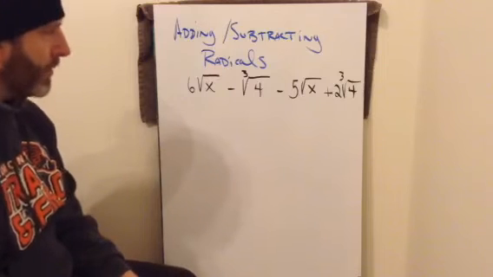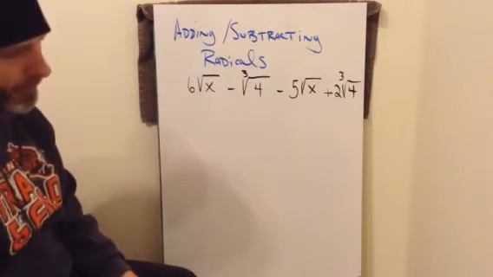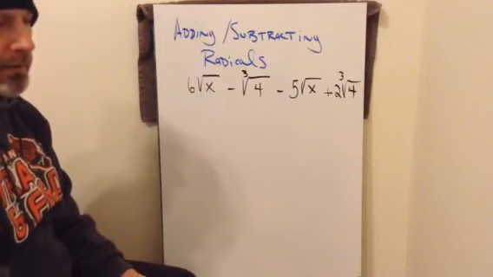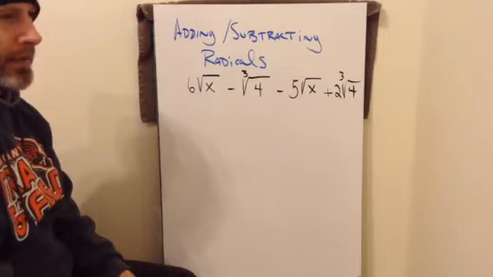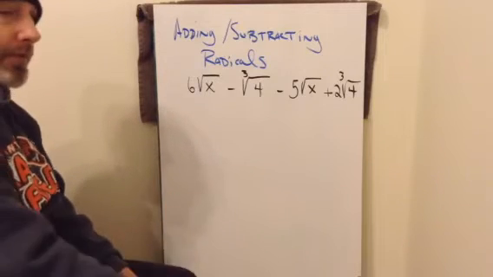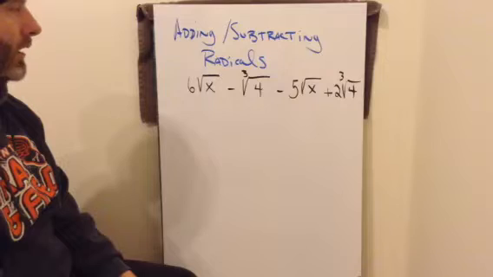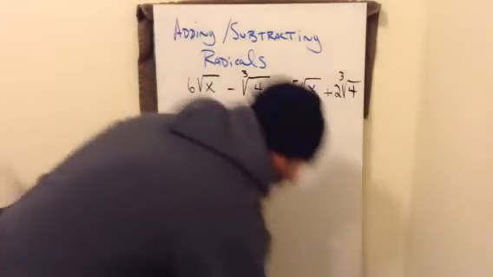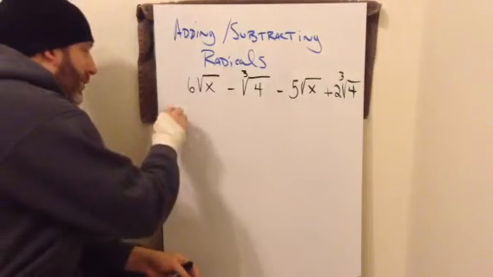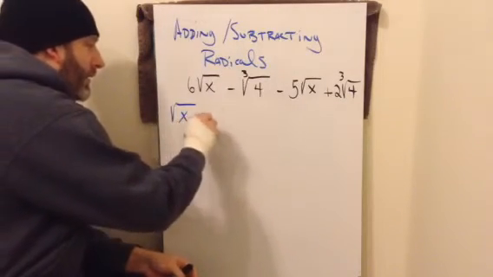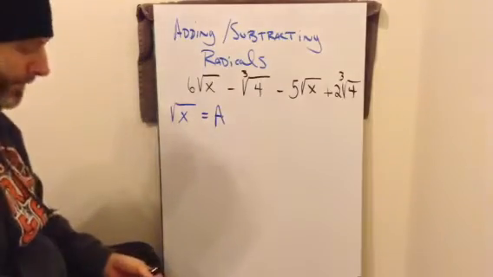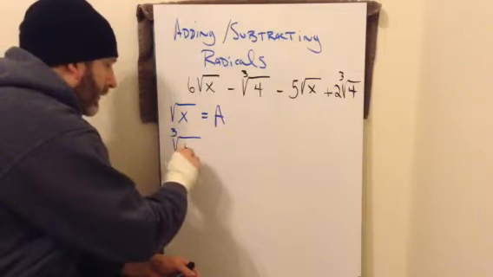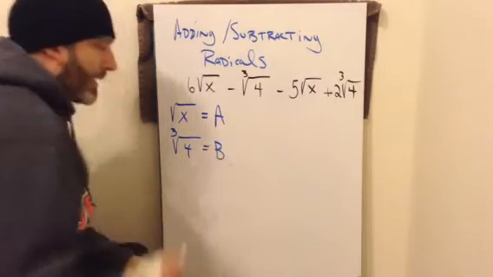So I have an expression here: 6 square root of x minus the cube root of 4 minus 5 square root of x plus 2 cube root of 4. I'm going to do a process here that hopefully you only need to do once, but if it works for you, by all means incorporate it. I'm going to make a substitution. Where I see the square root of x, I'm going to write that as a. Where I see the cube root of 4, I'm going to write that as b.